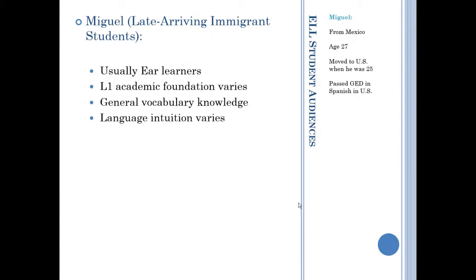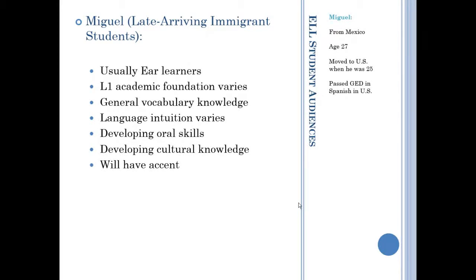Language intuition really varies based on how old they are when they come. Miguel has probably very little language intuition. Why? Because he just moved here. If someone came here when they're 12, it would be very different. He has developing oral skills, might be a little bit stronger than James, but much weaker than Lucia in his developing cultural knowledge, and will speak accented English.